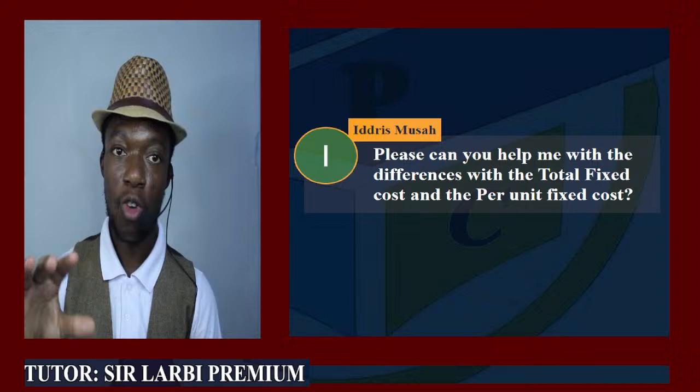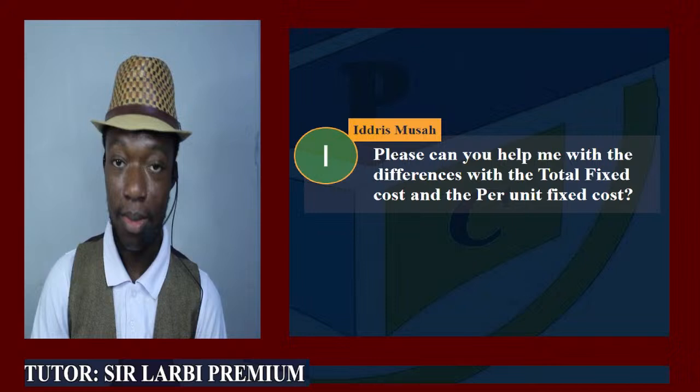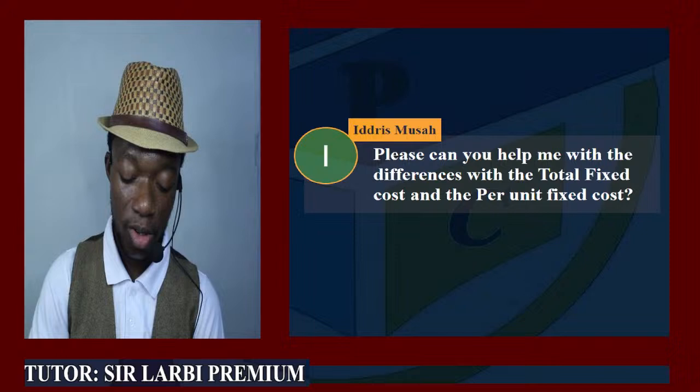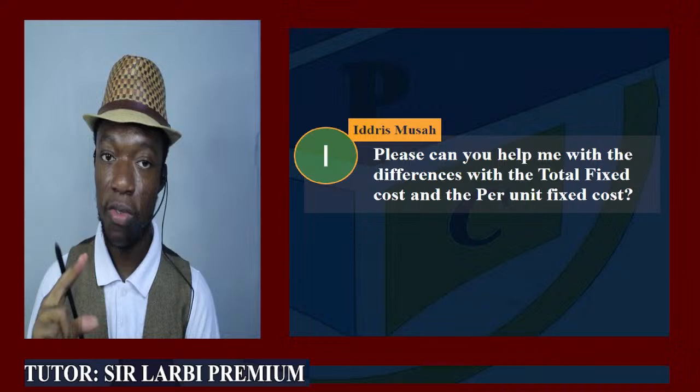So let's say you are given fixed cost as, say, $1,000, that is your fixed cost. But for you to find your per unit fixed cost, that's fixed cost per unit, the name will even tell you that it is your fixed cost divided by the total units that we produce. So when you divide your total fixed cost by the units that we produce, that will give you your fixed cost per unit in that particular case. So let's take note of that.